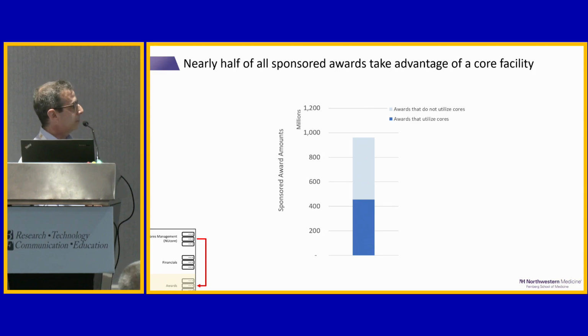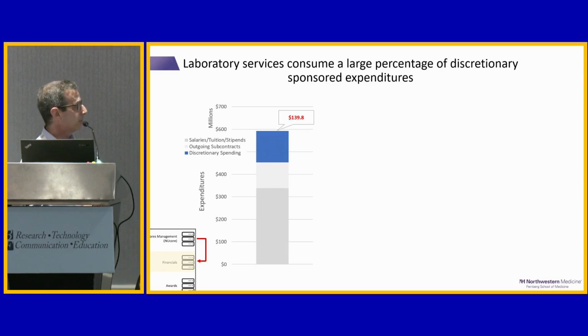So if we take the data from our core facilities management system and go straight into the award system, and we do that via the financial accounts, which actually are present in all 3 of these systems, we can see that about half of all the sponsored awards take advantage of a core facility, meaning that they had some connection with a core. And that's good. That's a nice number to put out there, but it doesn't really tell you how much they're taking advantage of the cores. To do that, we have to dig into the financial system.